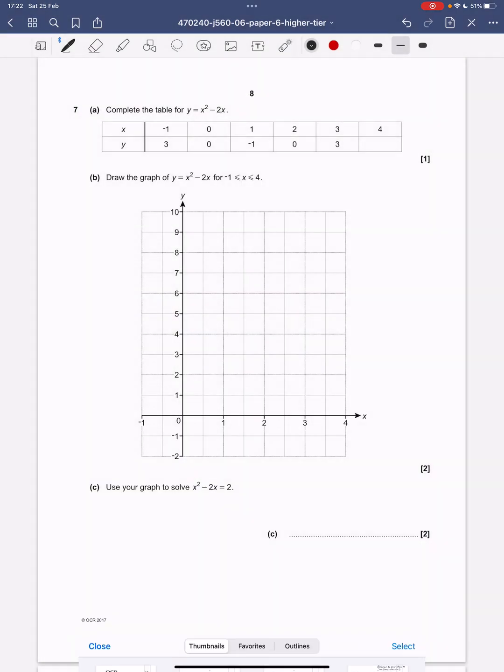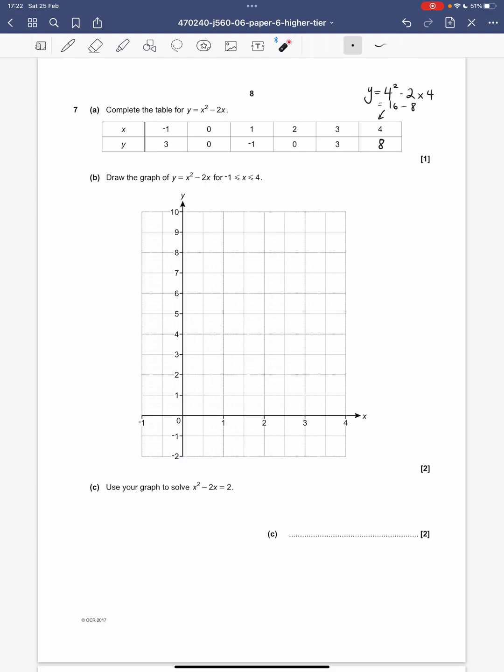Oh, good, I can see where I'm up to. There we are. Complete the table for y equals x squared minus 2x. Well, they're all filled in apart from this one. So y in there is 4 squared minus 2 times 4. So it's going to be 16 minus 8. So it's going to be 8 in there.